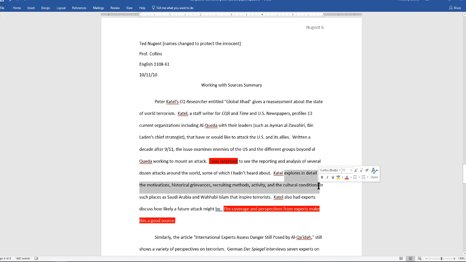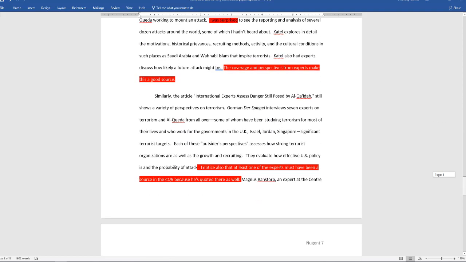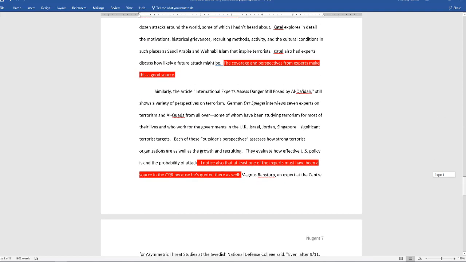I love it when it's played out and tells me what it all means, which I think this profile does. Pretty good summary of what's in that source. Similarly, the article entitled International Experts Assess Dangers Still Posed by Al-Qaeda, which has different spellings, by the way, still shows a variety of perspectives on terrorism.